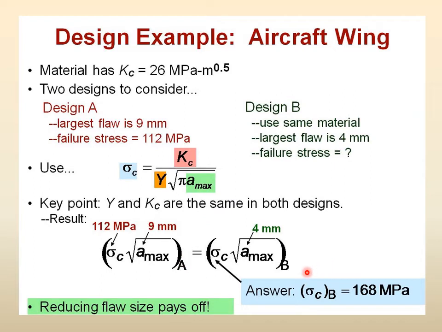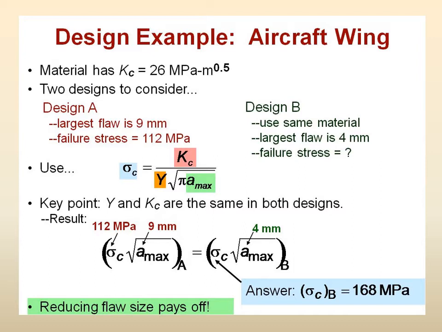But otherwise you could do like before, only that the Y was not known. Therefore we had an issue that Y is not known, but Kc is known, and A max had changed. So what do you find out from here? You see, the result is that if there is a 9 millimeter flaw, then it will fail at 112 megapascal. If it is a 4 millimeter flaw, then it will fail at 168 megapascal. Does it make sense? Just think.